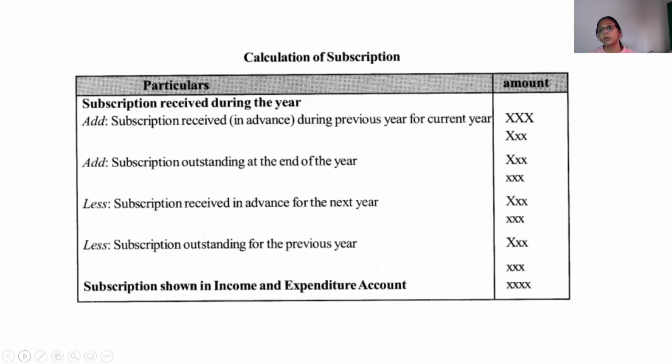The same methodology would be followed in respect of expenses also. This is a receipt. I have given an example of the receipt over here. So we follow the same kind of instructions on the expenses part also. So I hope this video would be useful for you to learn the adjustments in respect of the expenses as well as incomes in respect of NPO.